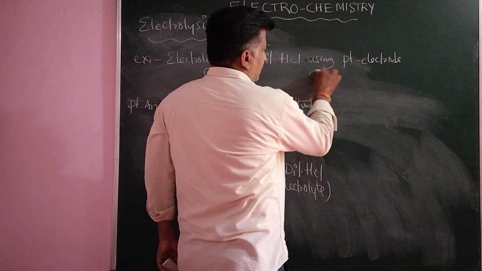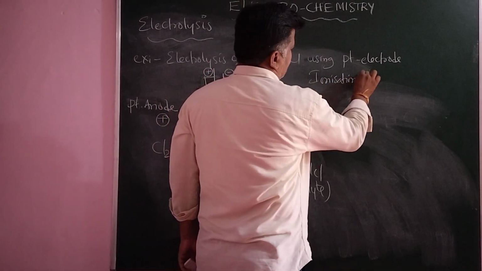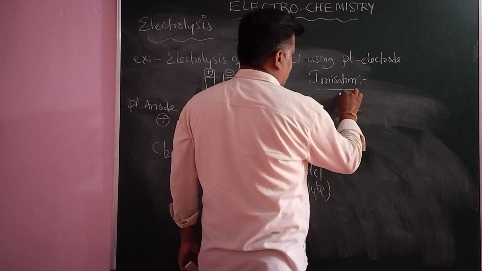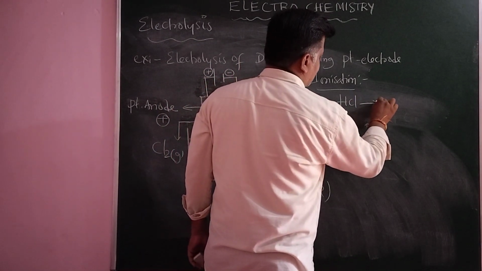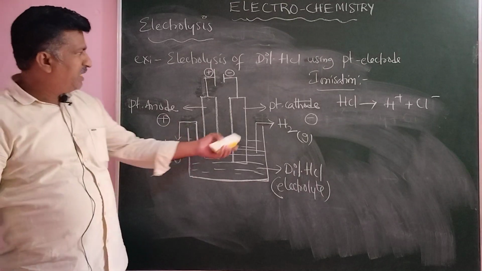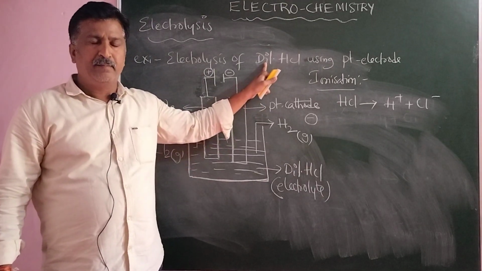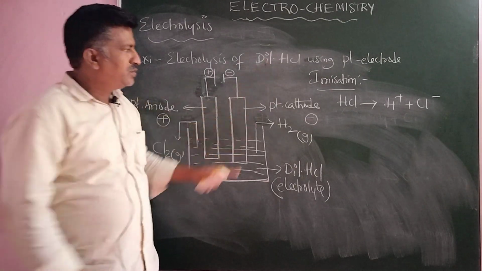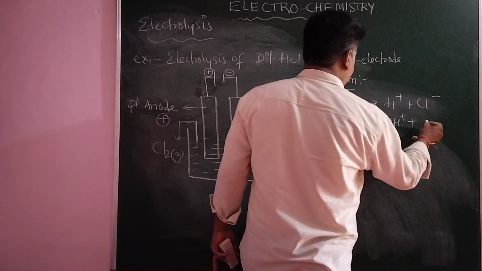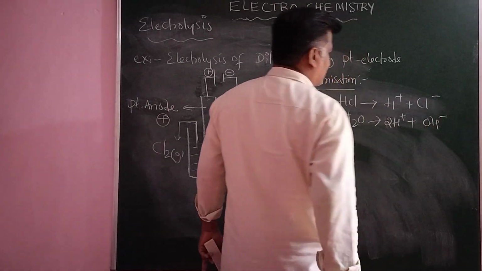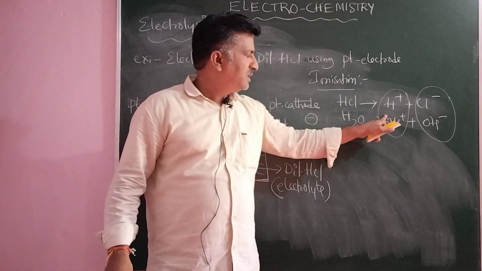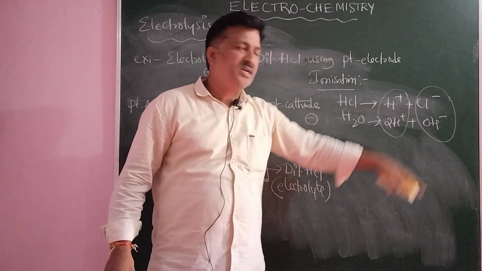And coming to the ionization. So what is ionization or decomposition? Here what is undergoing ionization? HCl. So HCl undergoes ionization as H plus and Cl minus ions. And here, since we have taken dilute HCl, this is in the aqueous state because water is being added here. So water also gets ionized here as H plus ion and OH minus ion. So here we have two cations and two anions. We have similar cations, but the anions are different.